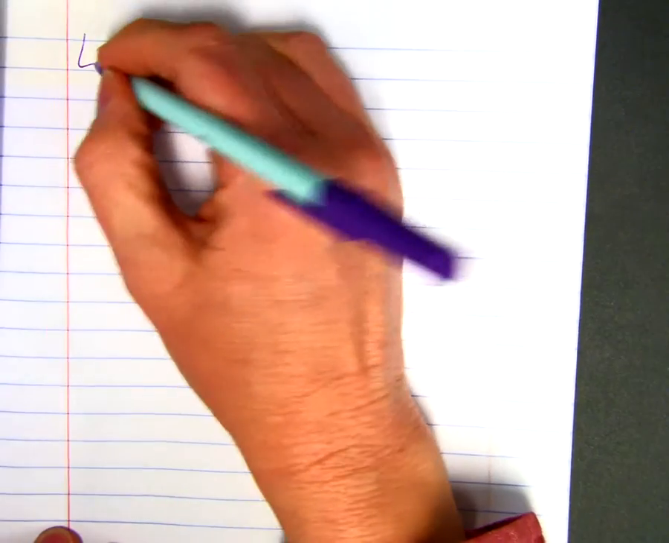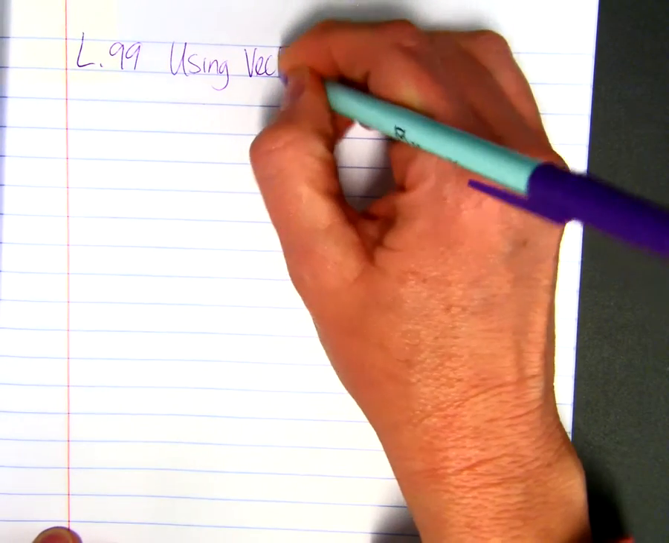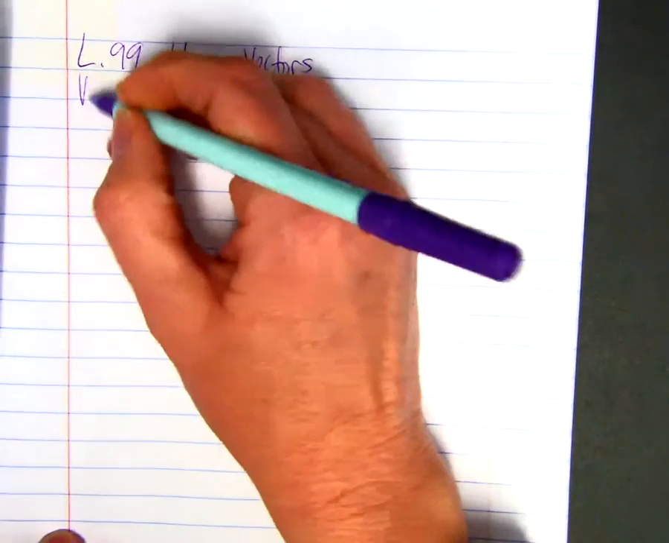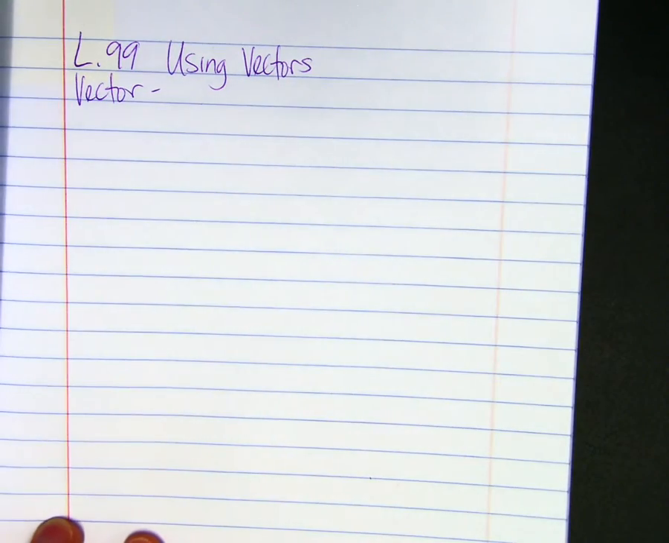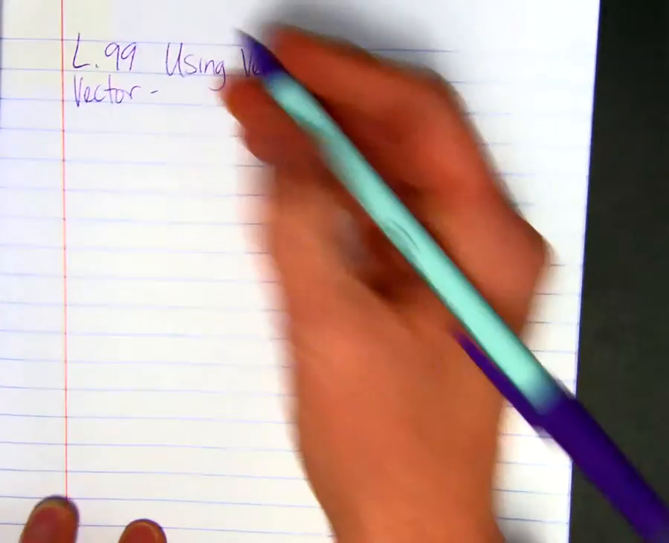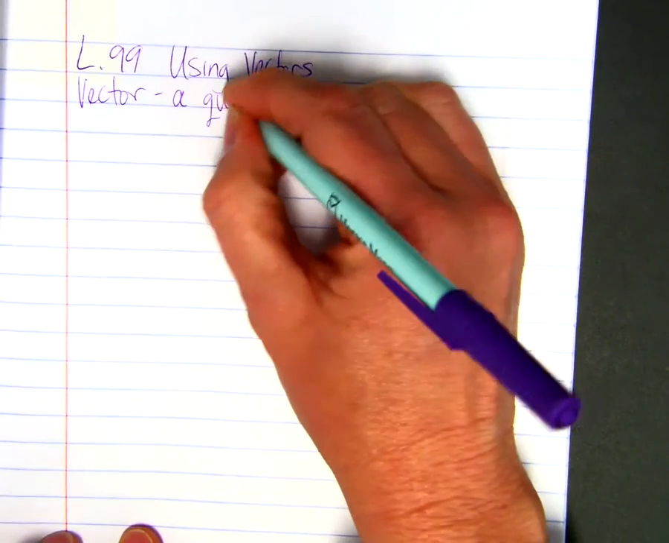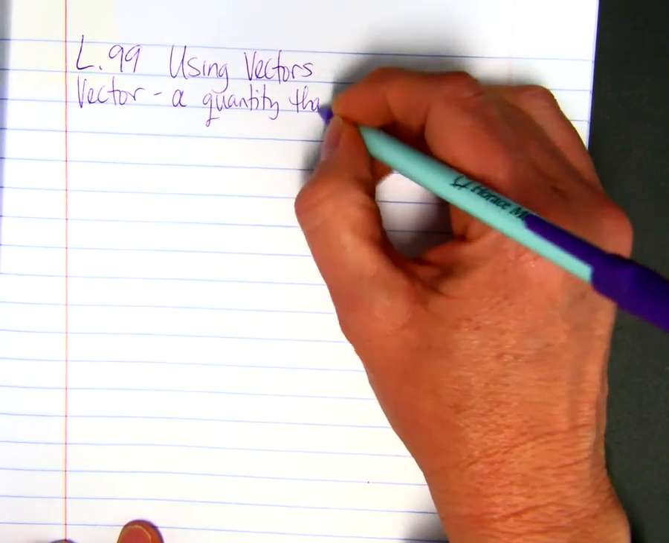Lesson 99, using vectors. A vector is a quantity that has magnitude, orientation, and direction. Well, we're going to add orientation in there.